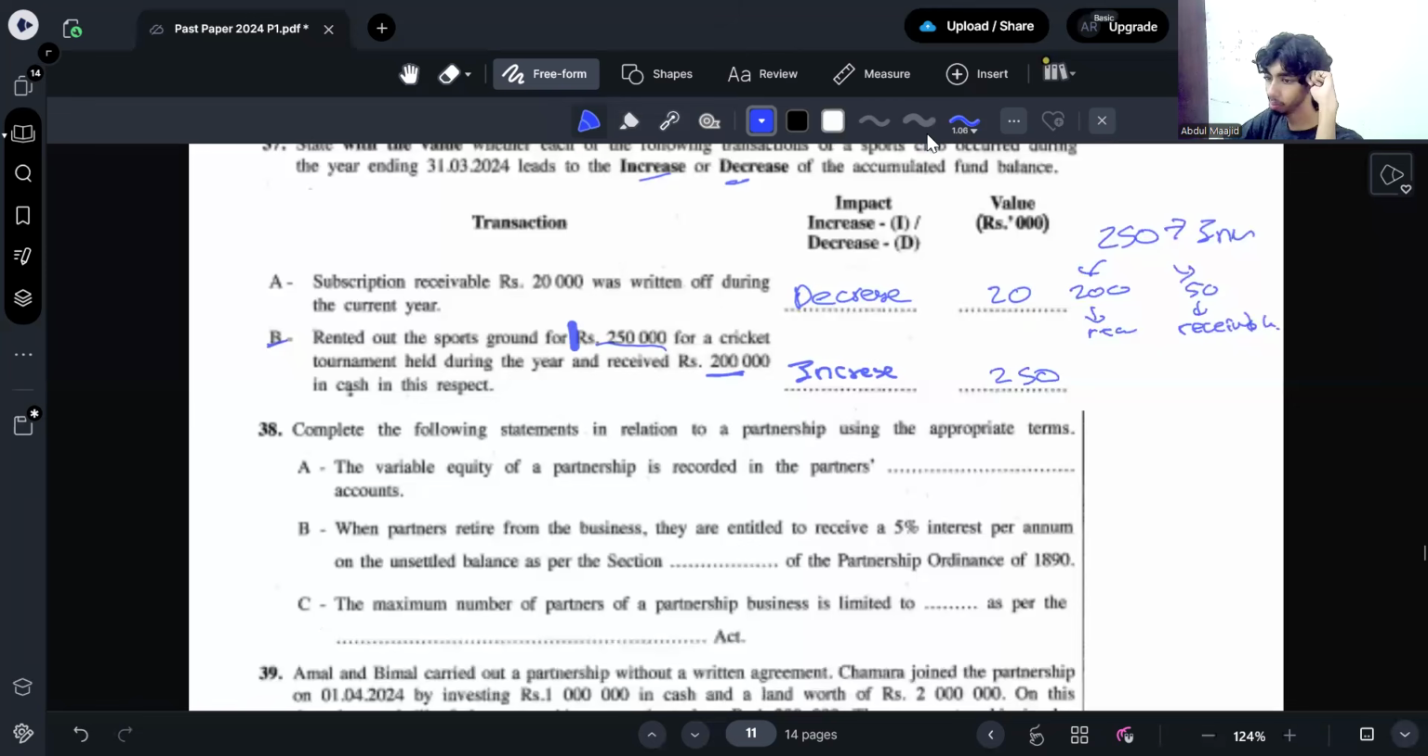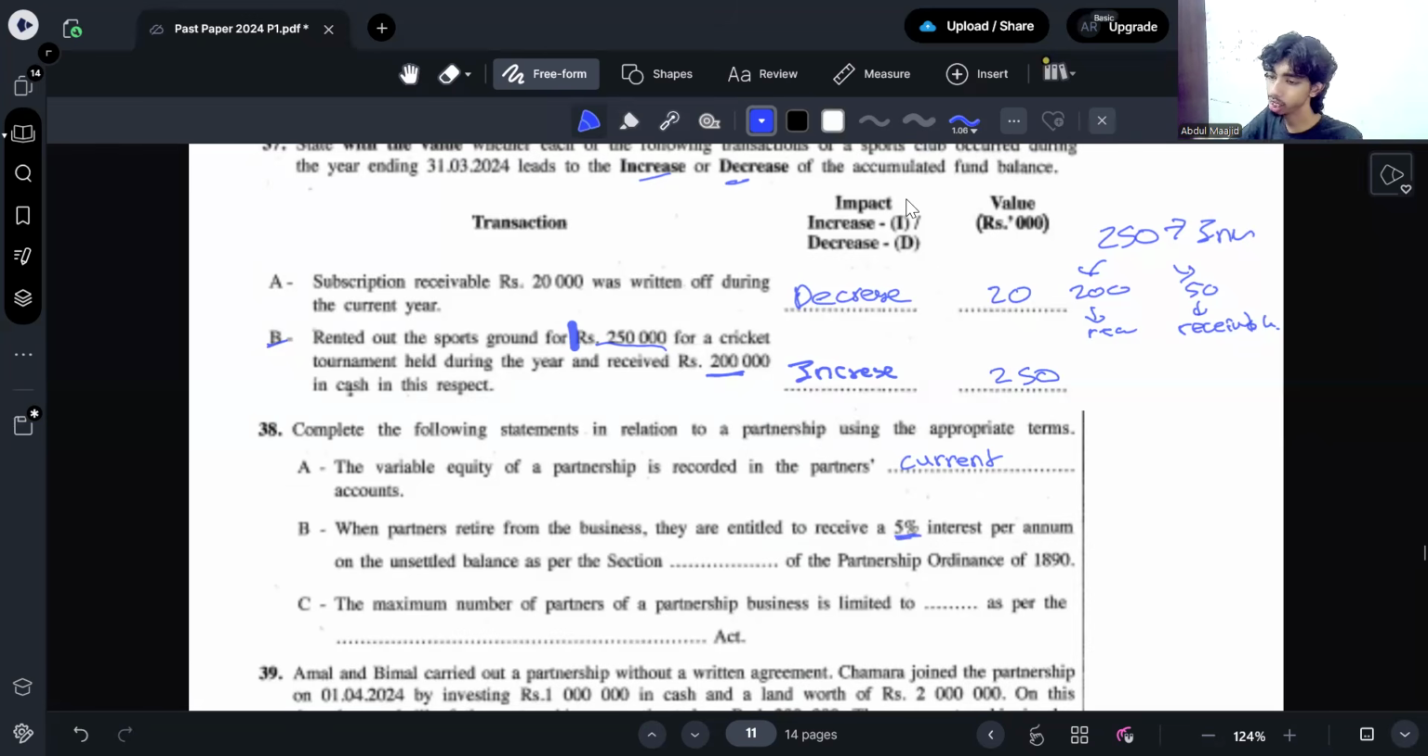Complete the following statement in relation to partnership using the appropriate terms. Okay. The variable equity of partnership is recorded in the partners. Variable equity means the equity that changes from time to time. That is recorded in partners current account, right? Partners current account.